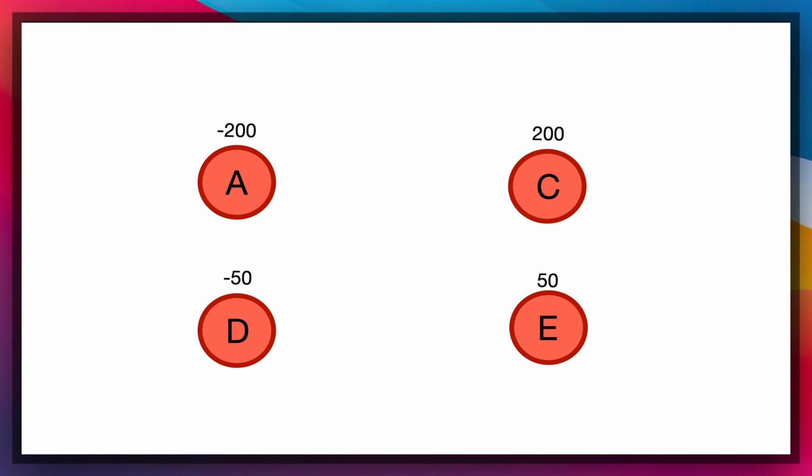So all the negative values would be called senders, who would be sending the money, and all the positive values would be called receivers, who would be receiving the money at the end of the day. So now what we'll do is we'll pick one sender at a time and we'll try to perform the transaction so that this sender can settle its debt.